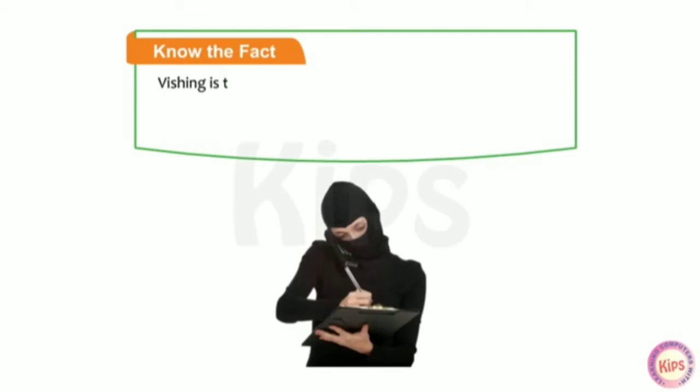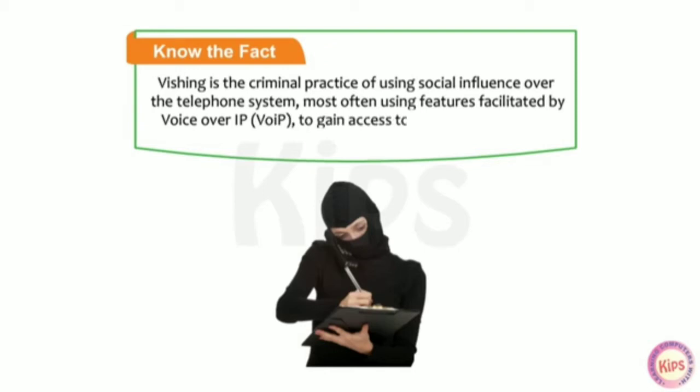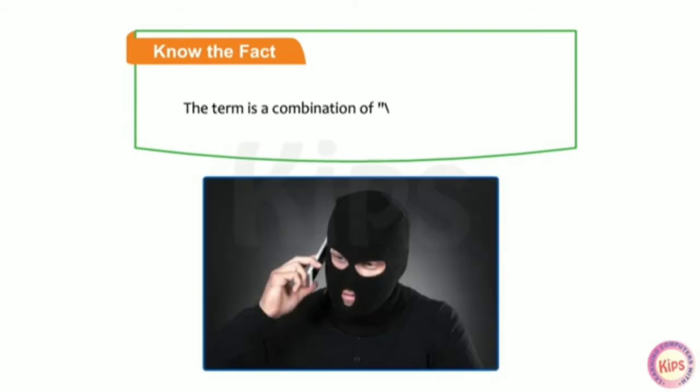Children, let us know that vishing is the criminal practice of using social influence over a telephone system, most of them using features facilitated by Voice over IP, which is known as VoIP, to gain access to sensitive information such as credit card details from the public. The term is a combination of voice and phishing.